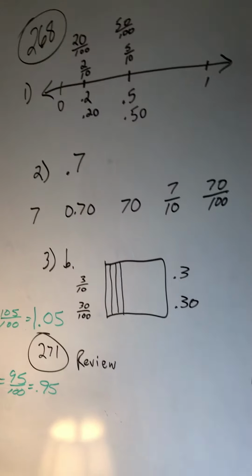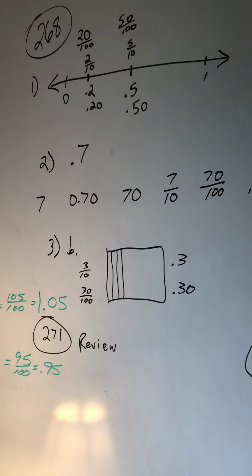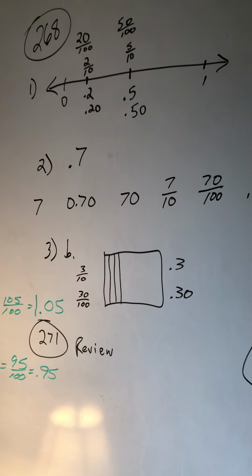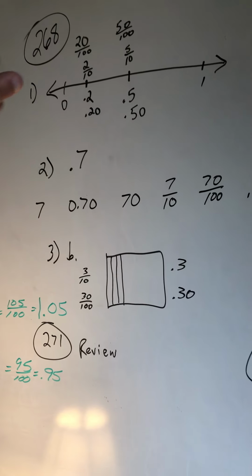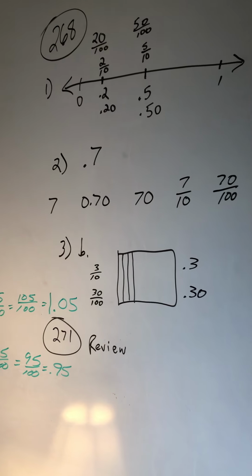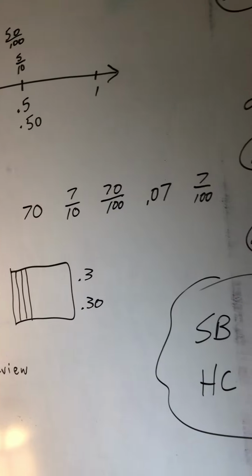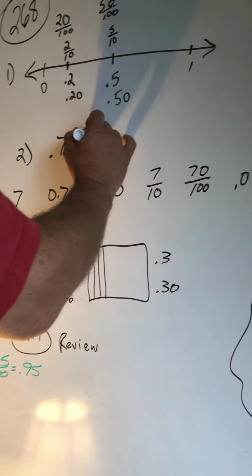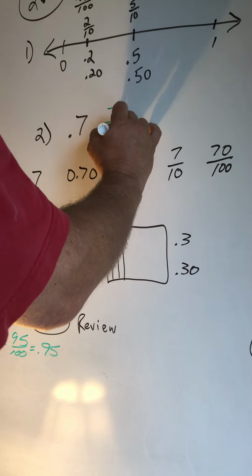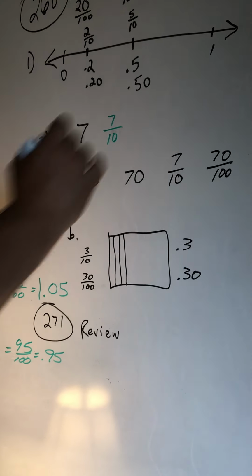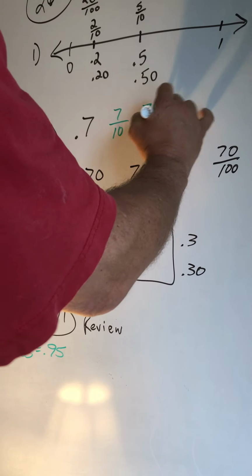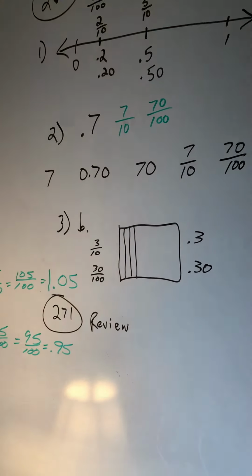Now, number 2 on page 268, I believe they said, if you have 0.7, out of these down here, what's equal to 0.7? Well, think about that, okay? So we've got this, right? We've got this, right? Okay.